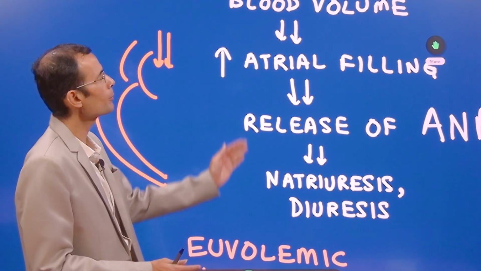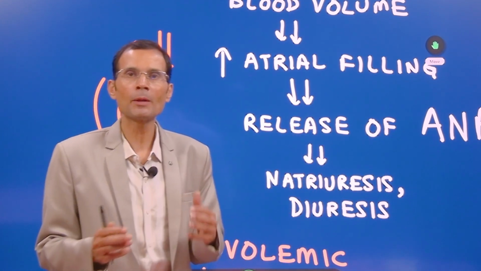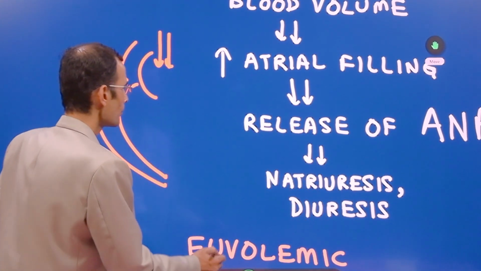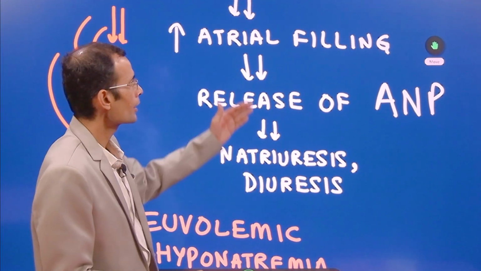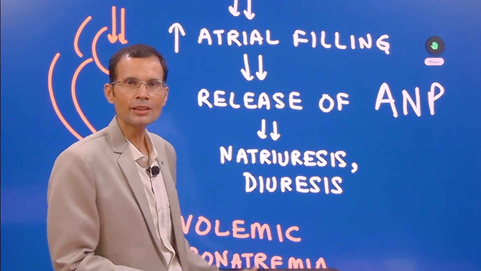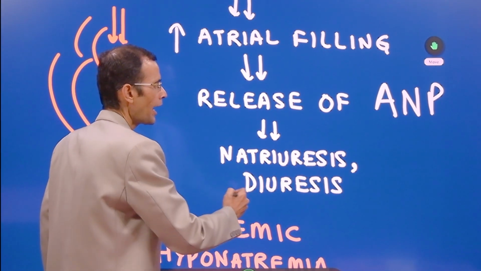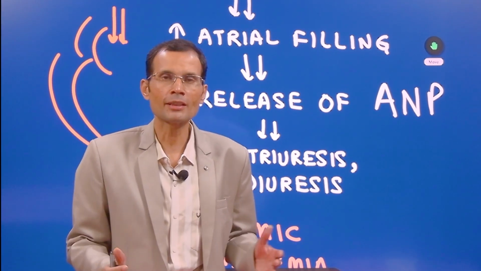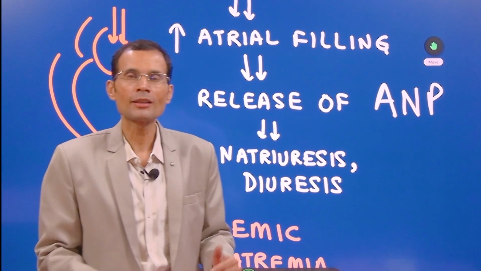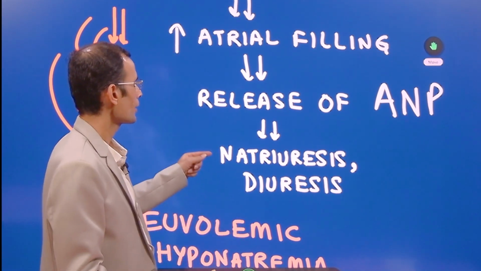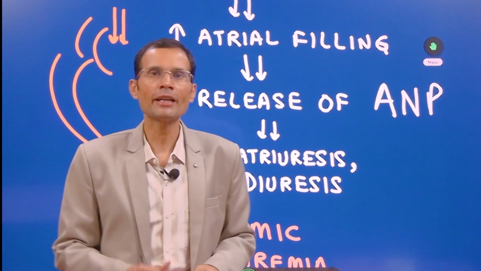So increased circulating blood volume causes release of ANP, atrial natriuretic peptide, from the atrial musculature. Now this will be released by the atrial cells and via circulation it will reach the kidneys, and here it will cause natriuresis and diuresis. Obviously, wherever the sodium goes, water follows. So this ANP will cause natriuresis, sodium loss into the urine, and therefore water loss into the urine.